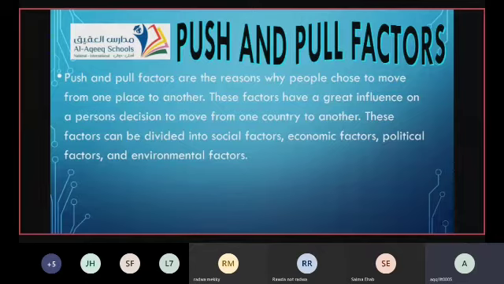So when we talk about a pull factor, we can say that it is a factor which attracts people to come to another place. The push factor is the factor that pushes people away from a certain area. Okay, so this is simply the definition of push factor and pull factor.